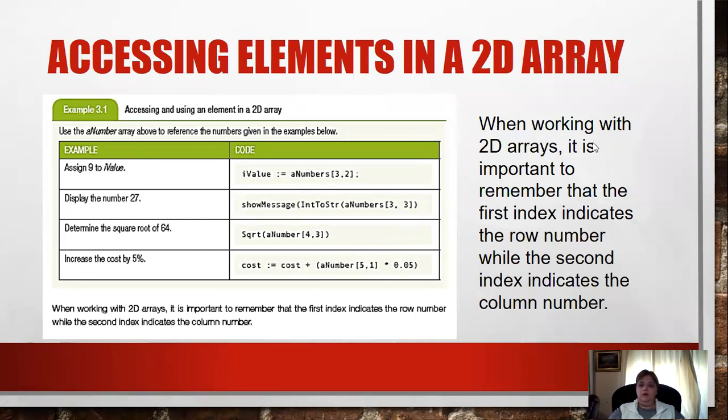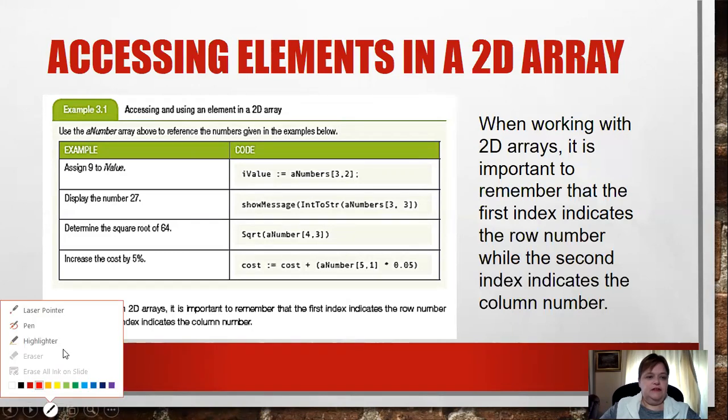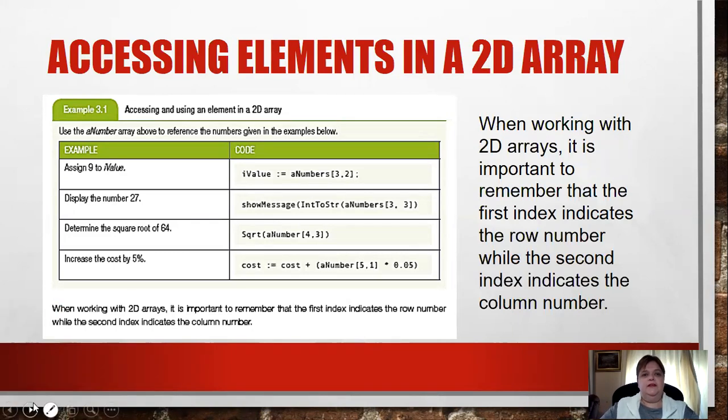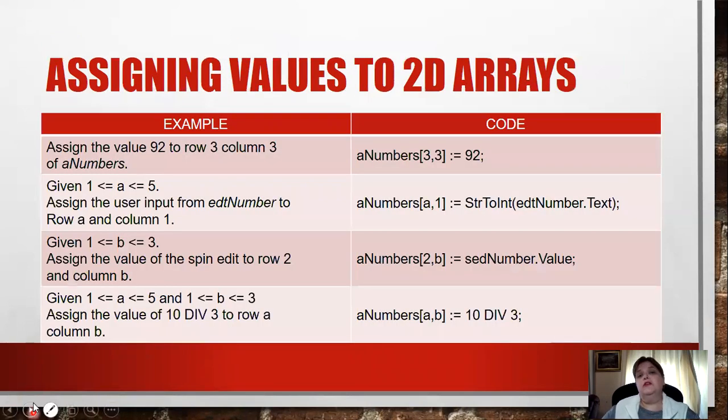Okay, so when working with 2D arrays, again, I'm just going to keep repeating it because it's something that we do get confused. It is important to remember that the first index is the row, the second index is our column. Okay, great. So this is actually a very interesting section, and you'll be surprised to see how many different places you are going to start using your 2D arrays. Okay, so we're going to look at a few more examples and then how we would write that code.